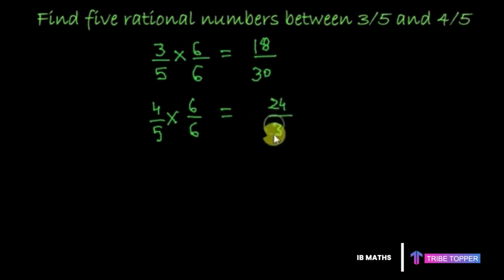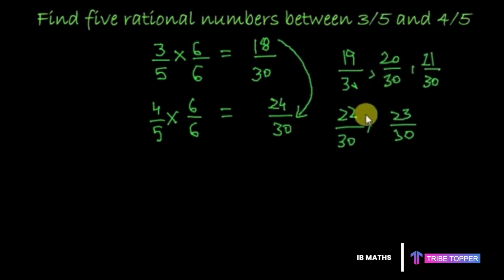And I'm sure you can see here it's quite simple to go from 18 by 30 to 24 by 30. You have the 5 rational numbers in between: 19 upon 30, 20 upon 30, 21, 22 and 23 upon 30. So all these 5 numbers are rational numbers and they lie between 3 by 5 and 4 by 5.